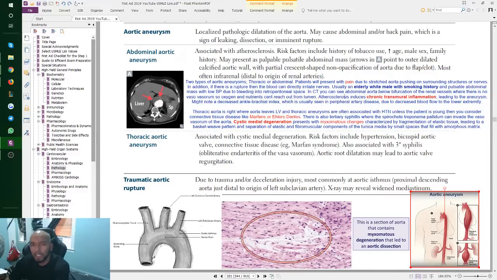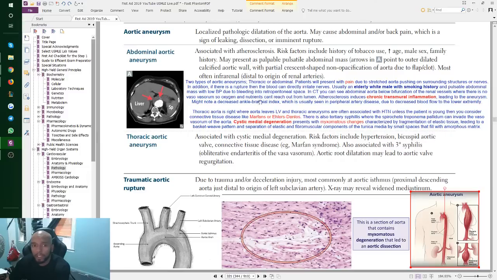In CT, you can see abdominal aorta below the bifurcation of the renal vessels where there is no vasa vasorum, so oxygen and nutrients cannot reach out from the lumen. Atherosclerosis induces chronic transmural inflammation, leading to an aneurysm.